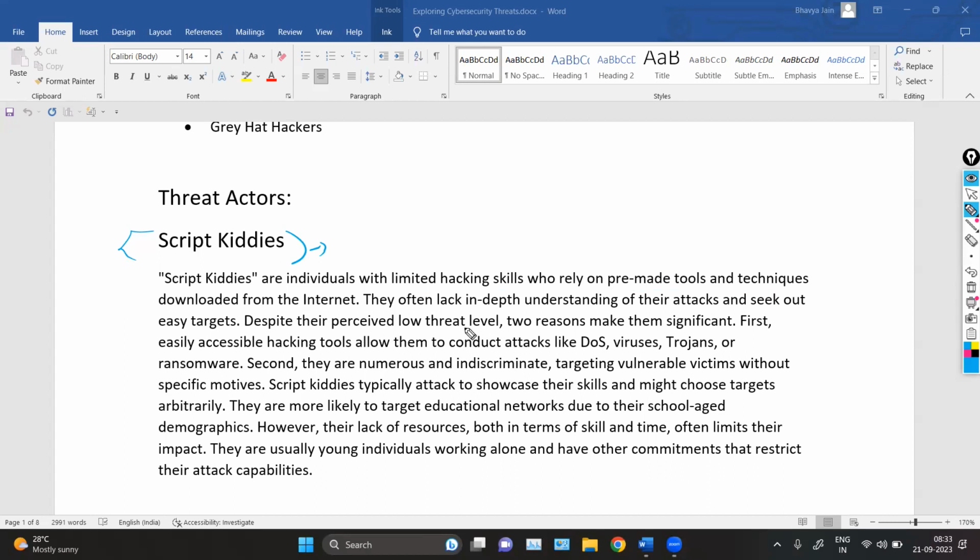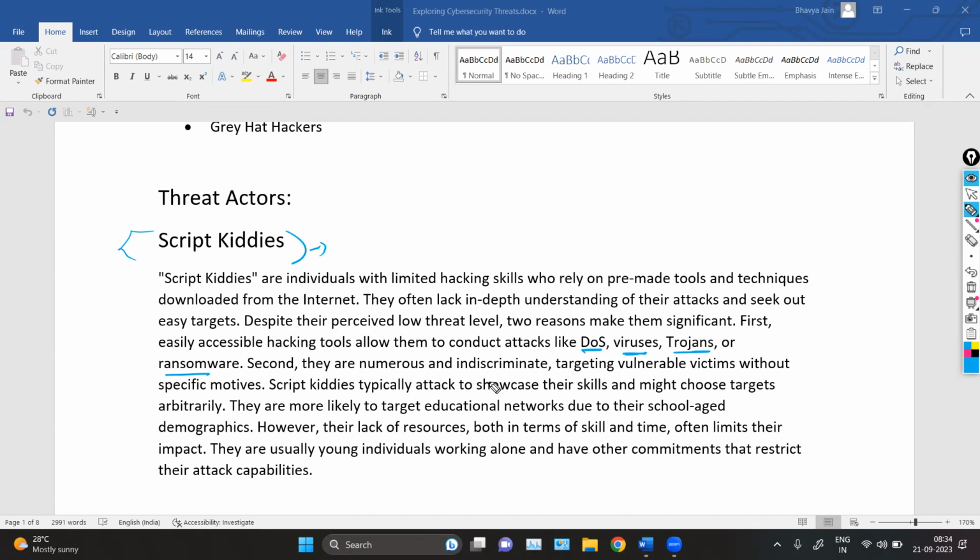Despite their perceived low threat level, two reasons make them significant. First, even though they don't have sufficient knowledge, they can still be harmful for your company because they can easily apply malware attacks like DoS attacks, viruses, trojans, or ransomware. What viruses, trojans, and ransomware are, we will discuss later. But these are dangerous malware: viruses, DoS attack, which is denial of service attack, and so on.